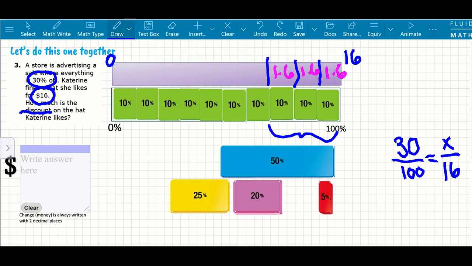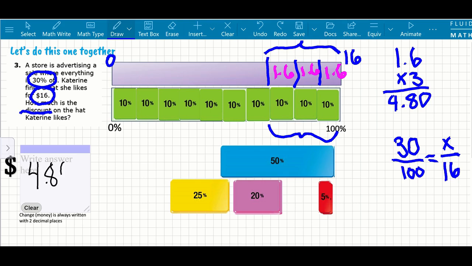Now I have $1.60, and what I'm doing, just like I combine the 30%, the 10% right here to make 30%, I am going to combine these as well. So basically I'm multiplying it by 3 or adding all 3 sets of those. So $1.60 times 3 is $4.80. Checking my answer over here, 480, and I'm good to go.